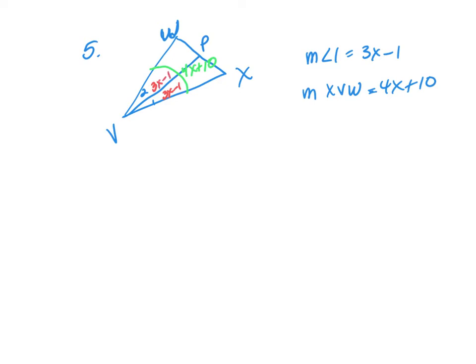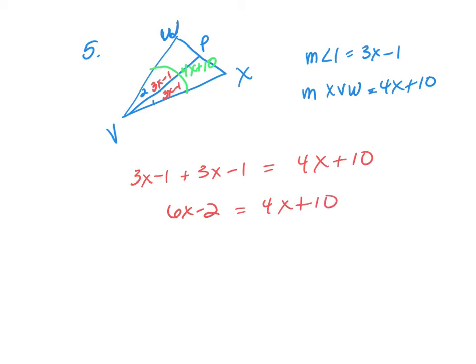And so I know that 3x minus 1 plus 3x minus 1 equals 4x plus 10, because the two little pieces added together equal the big piece. Does that make sense to you? So now we combine the left side and we get 6x minus 2 equals 4x plus 10. We move the 4x over, we get 2x. When we add 2 to the other side, we get 12. So x equals 6. In this problem, they told us to find x. So once I found x, I'm finished.